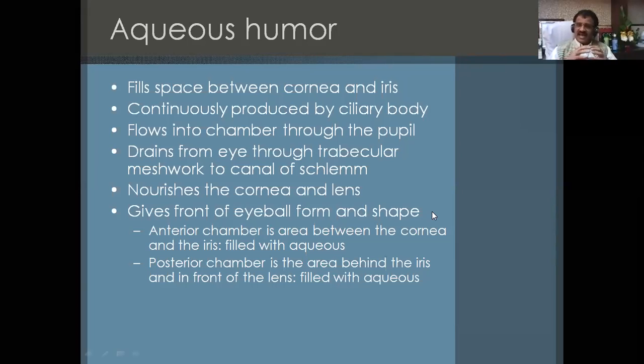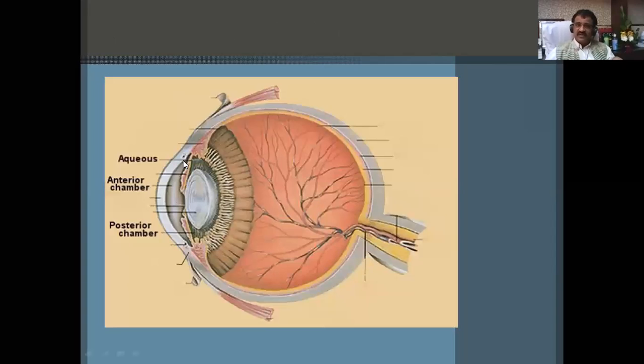Because of its presence, the eyeball gets a typical round or spherical shape, and it has got two chambers, anterior chamber and posterior chamber. The anterior chamber is the area between the cornea and the iris filled with aqueous humor, and the posterior chamber is the area behind the iris and in front of the lens, and it is also filled with aqueous humor. So aqueous humor is present in both these chambers. Now here you can see the aqueous humor which is present in the anterior chamber and posterior chamber. Posterior chamber is here. And this is the iris. Okay. And now this is the lens.